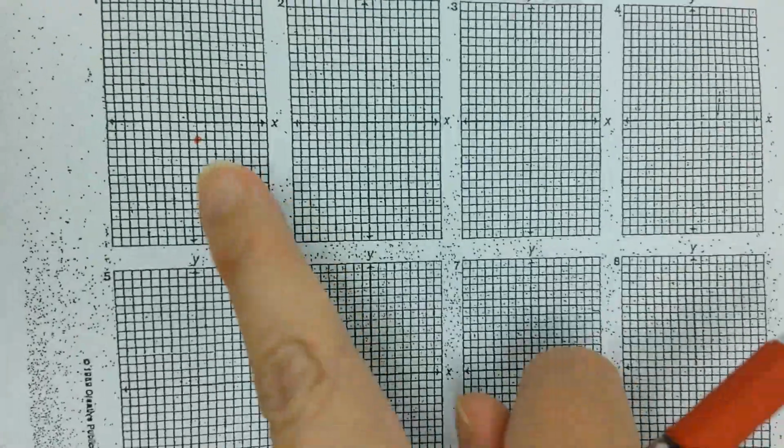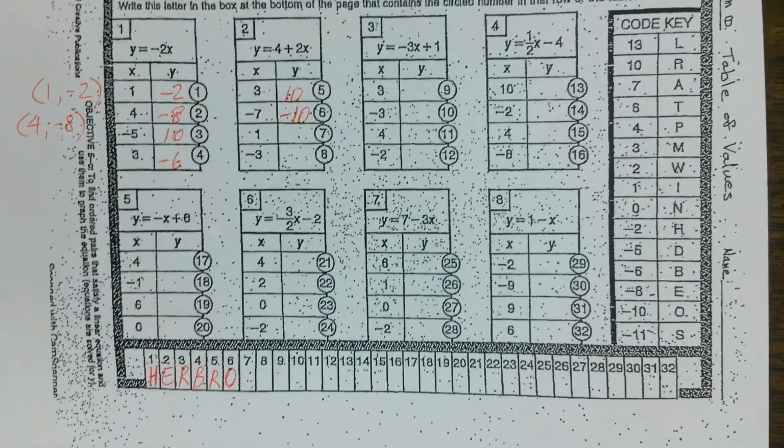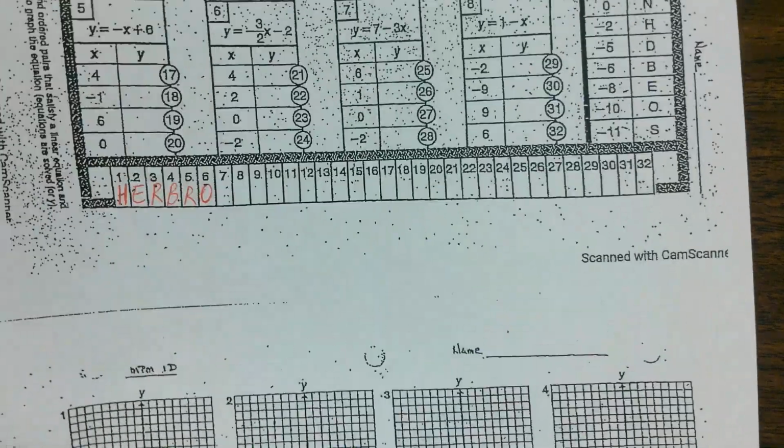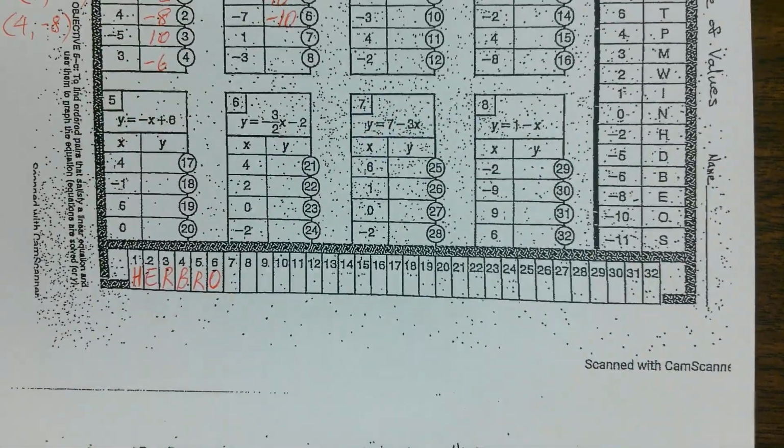So this is number 1. You graph number 1 here. Number 2, graph number 2 here, and so forth. I'll give you guys about 15 minutes to do the puzzle and the graph. Okay, give it a try.